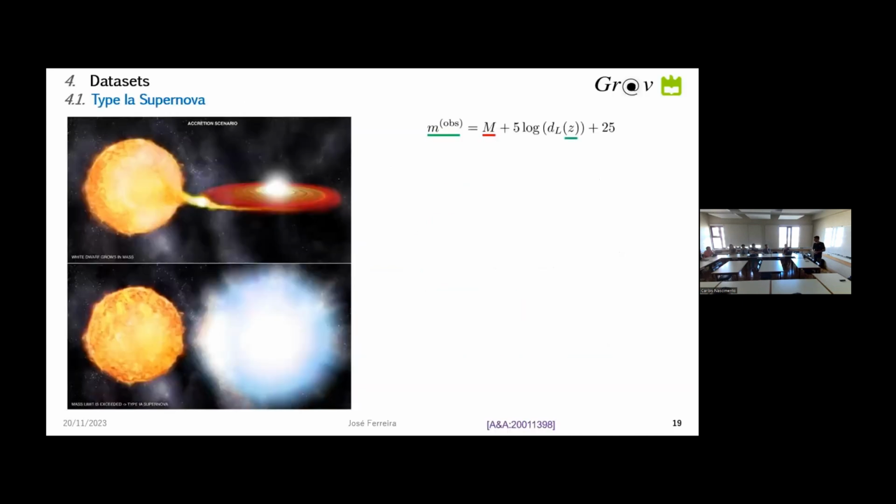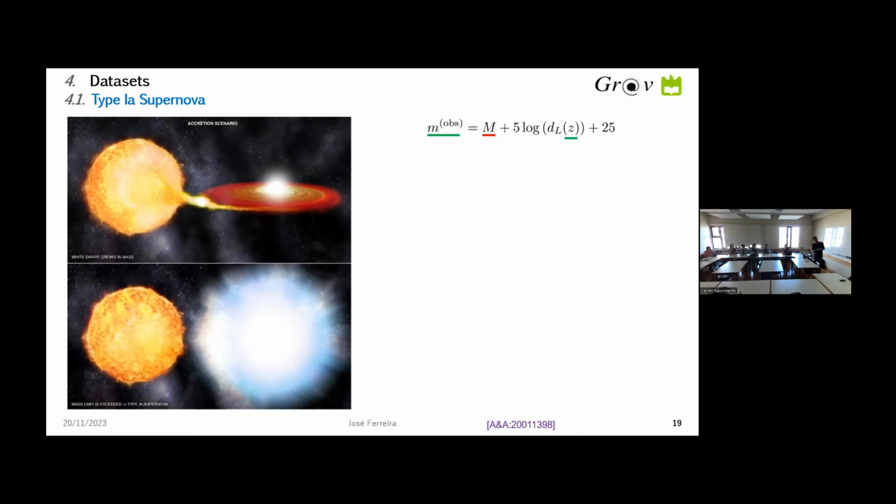The first one which I'd like to speak to you about is type Ia supernovae. The type Ia supernova's apparent magnitude can be obtained by the following equation, where m_obs is the apparent magnitude. The large M is the absolute magnitude for the type Ia supernova, which is a measure of the total radiation across all wavelengths. And then all we have is the luminosity distance that we saw before, measured at redshift z, that you can also obtain directly from the observations.